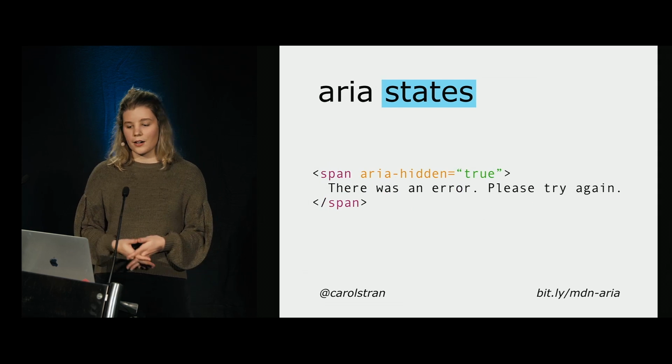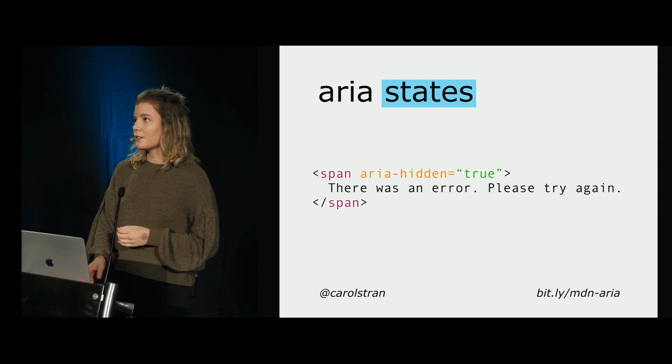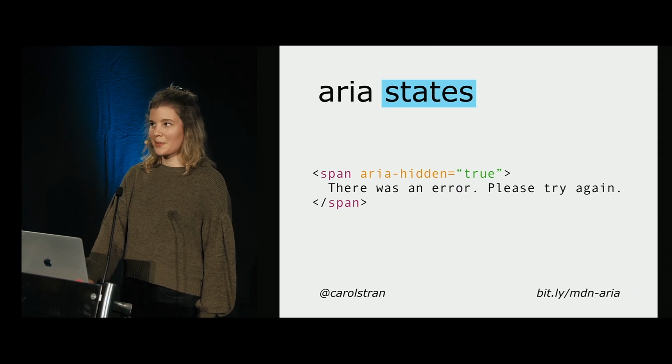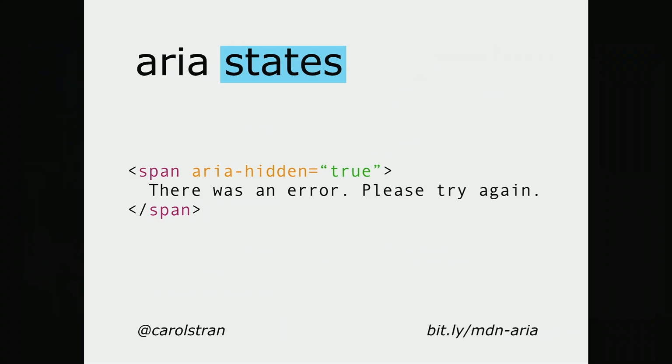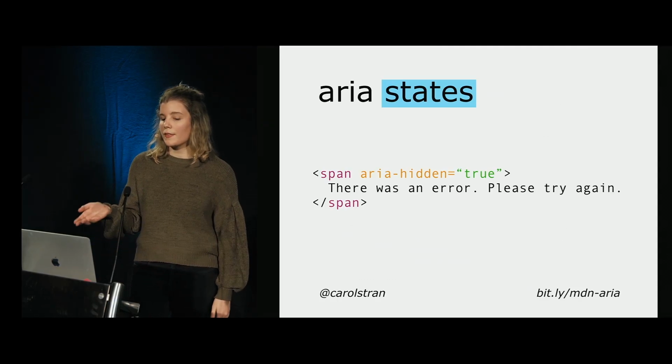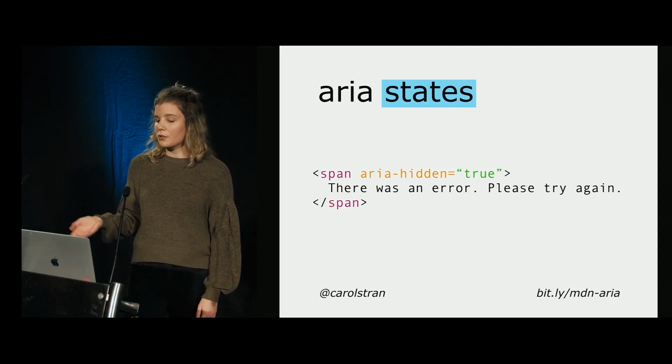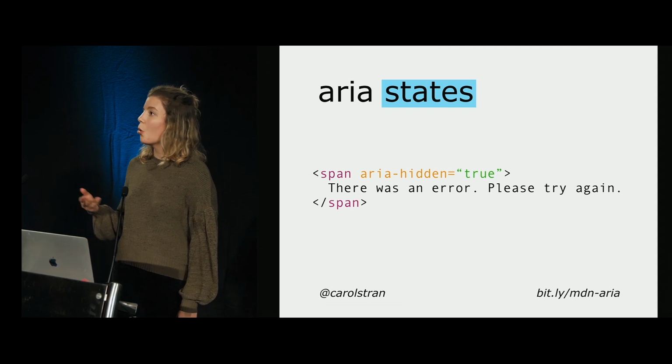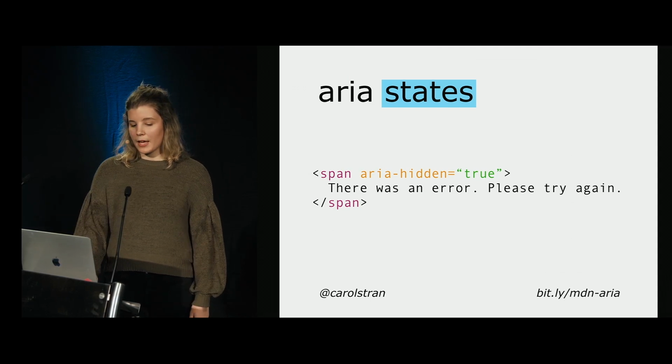And finally, there are ARIA states, and they're a special property that define the current condition of an element. ARIA hidden is a really nice example of this, because if an element is only visible after some sort of user action, like maybe an error message, you can set ARIA hidden to true. And then once that element is present, you can then set ARIA hidden to false, so that it won't be read at the wrong time. And states differ from properties in the sense of properties don't change throughout the life cycle of an app, whereas states can change and are generally programmed through our JavaScript.